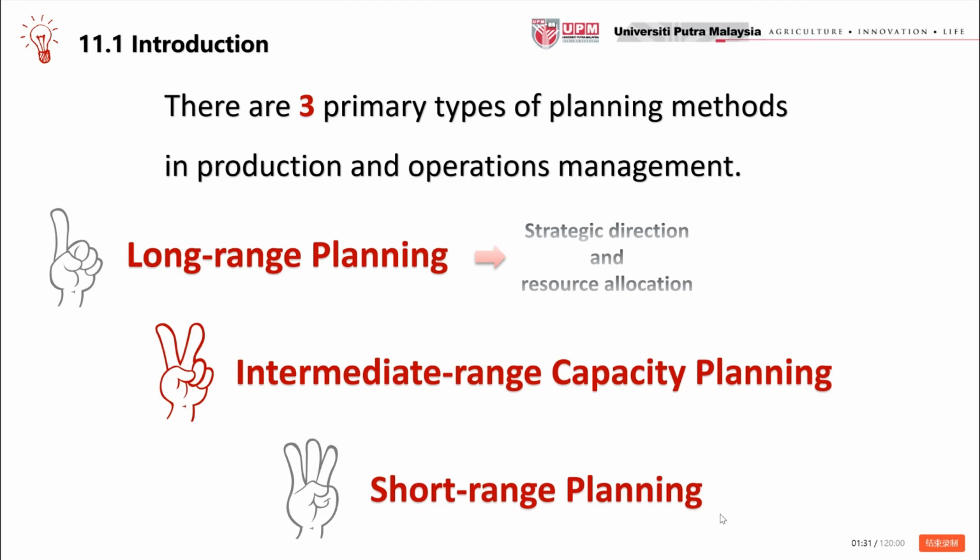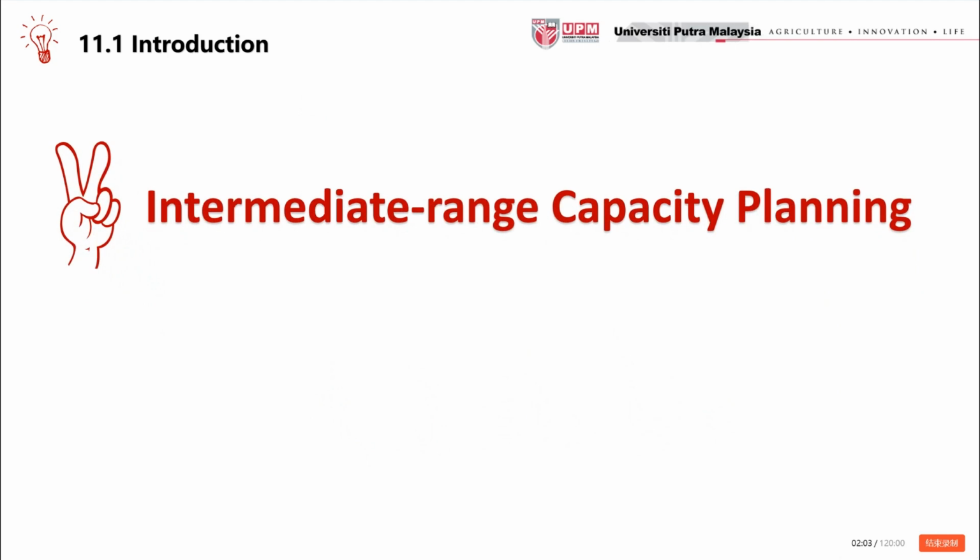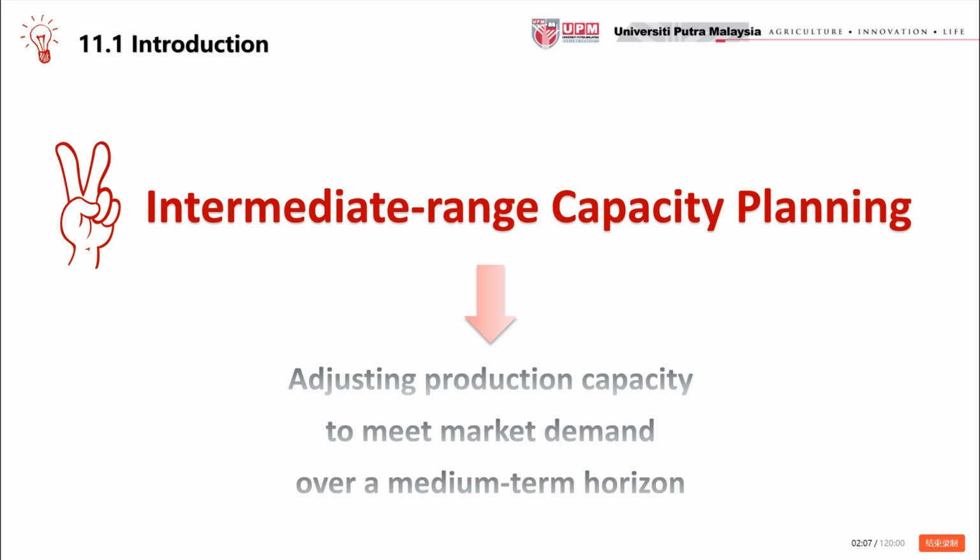The long-range planning focuses on the strategic direction and resource allocation, and typically takes about 1 to 5 years or even longer. The short-range planning pays more attention to day-to-day operations and immediate needs, and it usually covers a period of about 1 to 3 months or even shorter. But aggregate planning doesn't belong to either of these two methods. It is a kind of intermediate-range capacity planning, which focuses on adjusting production capacity to meet market demand over a medium-term horizon.